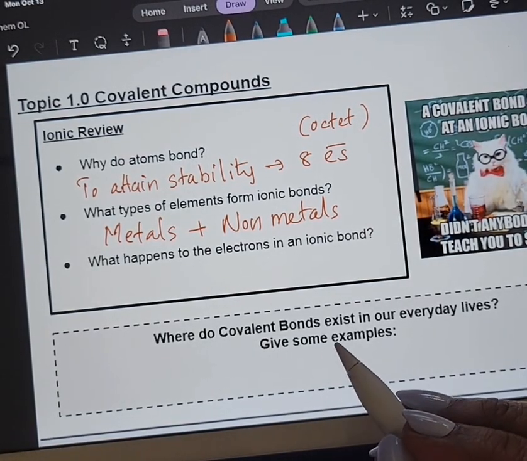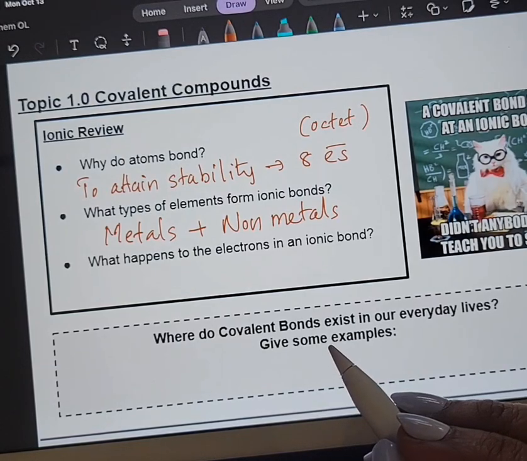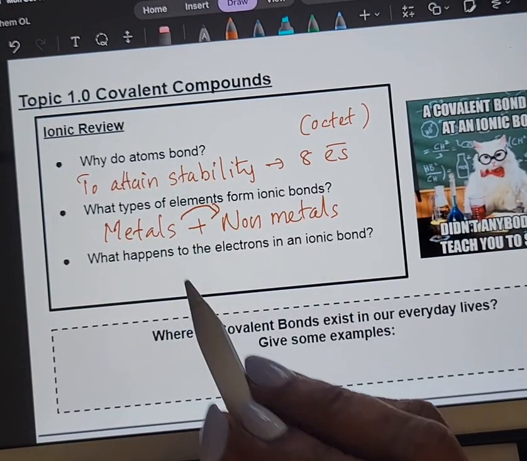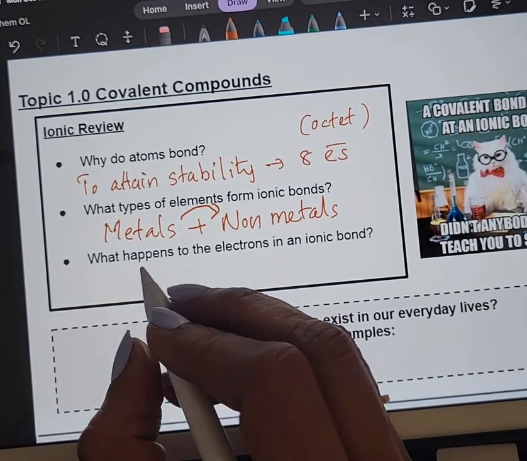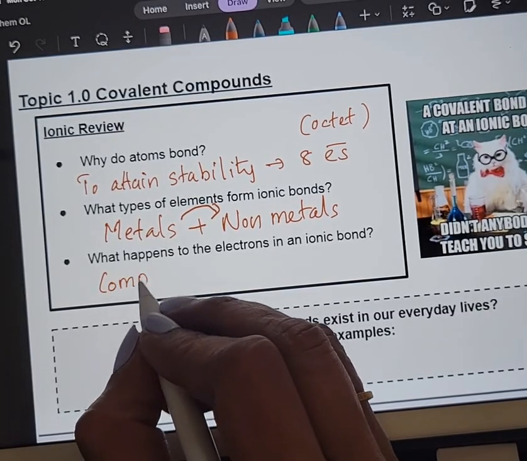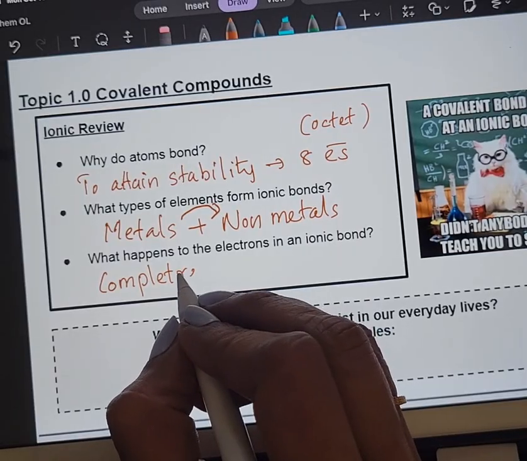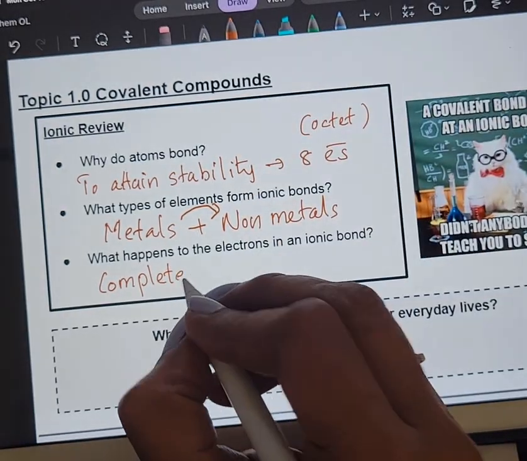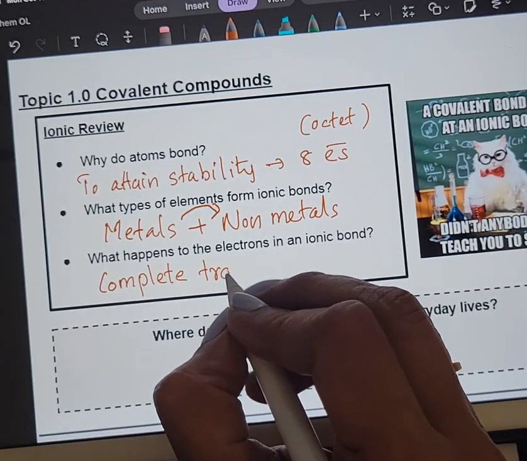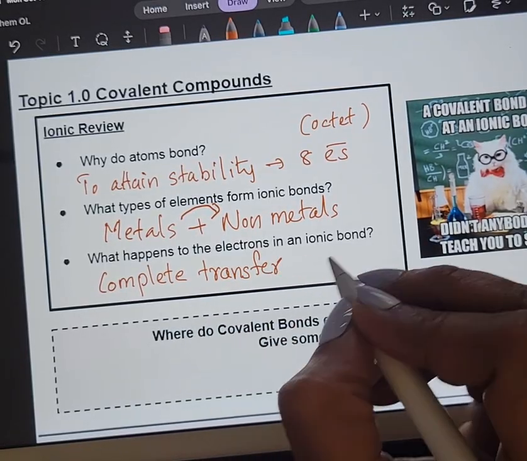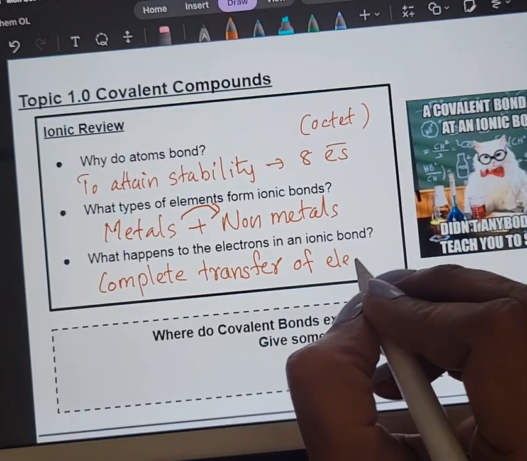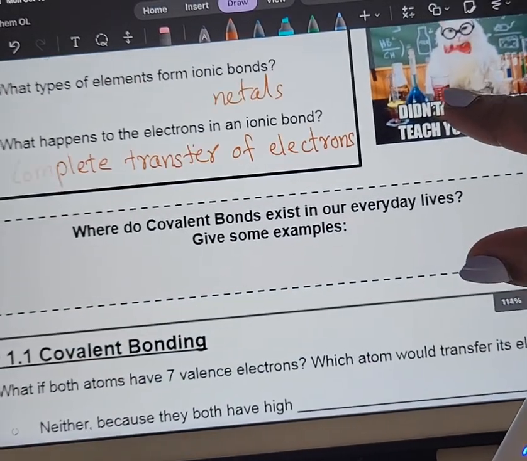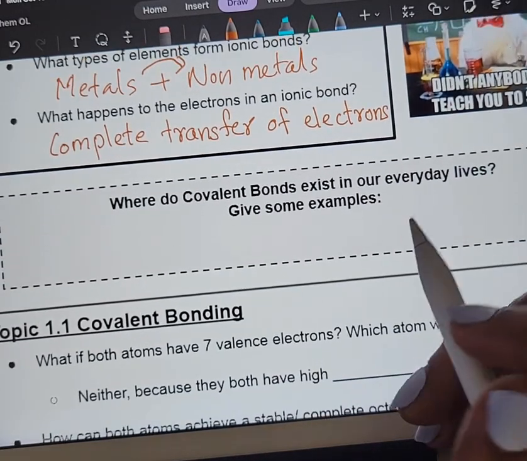So what happened to the electrons in an ionic compound? We know that one atom is completely donating. Remember the arrows we are drawing? It is completely transferring from one atom to another. So go ahead and write it. There is a complete transfer of electrons from one atom to another. Transfer of electrons.